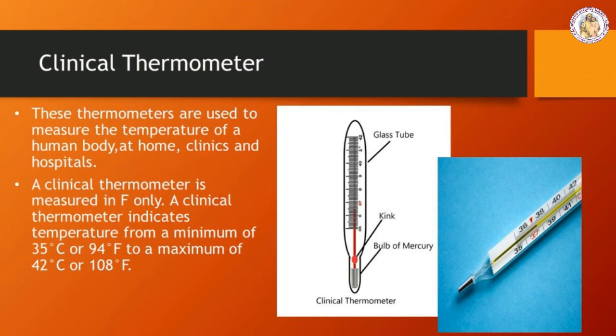There are temperature scales on either side of the mercury thread, one in Celsius scale and the other in Fahrenheit scale. Since the Fahrenheit scale is more sensitive than the Celsius scale, body temperature is measured in Fahrenheit only. A clinical thermometer indicates temperature from a minimum of 35 degrees Celsius or 94 degrees Fahrenheit to a maximum of 42 degrees Celsius or 108 degrees Fahrenheit.